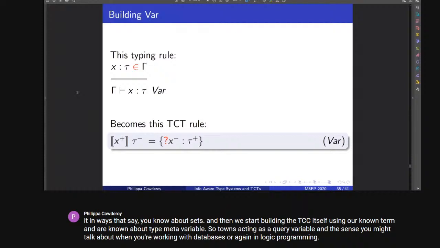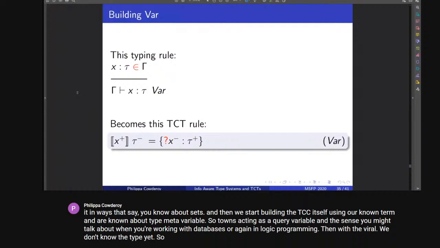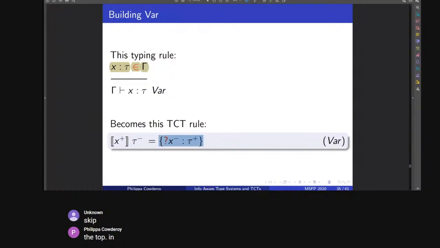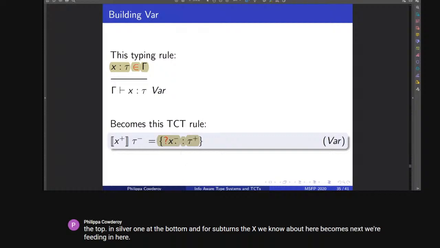Then with the var rule, we don't know the type yet, so we translate the constraint at the top into the one at the bottom. And for subterms, the x we know about here becomes an x we're feeding in here. Then that constraint can fire and we get the tau we know back to return.